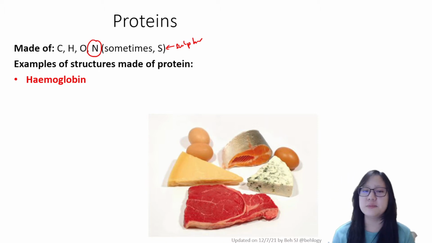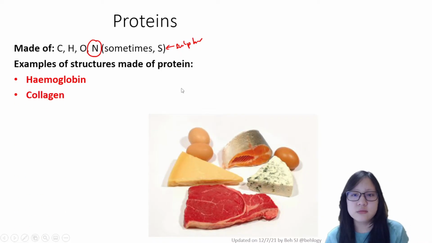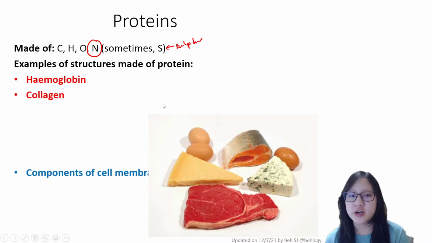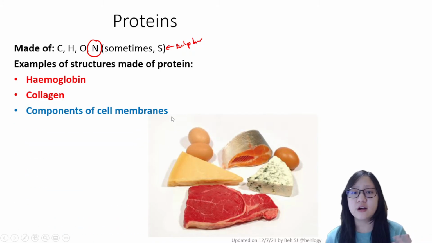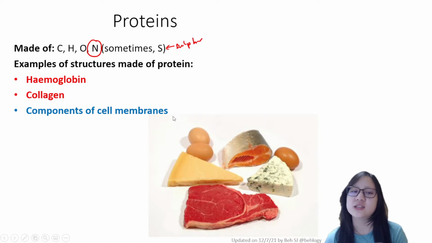Now, proteins make up a lot of structures, and these are some examples. Hemoglobin, which is found in large quantities in your red blood cells. Collagen, which is in your skin and your connective tissue. They are also components of cell membranes, like transport proteins at your cell membrane, and other proteins as well.